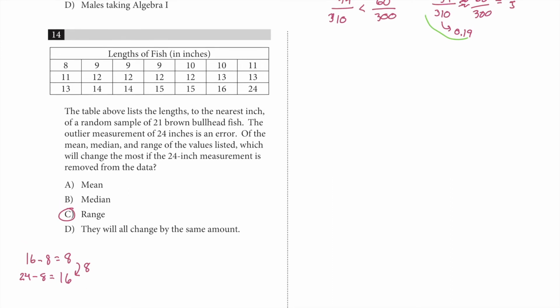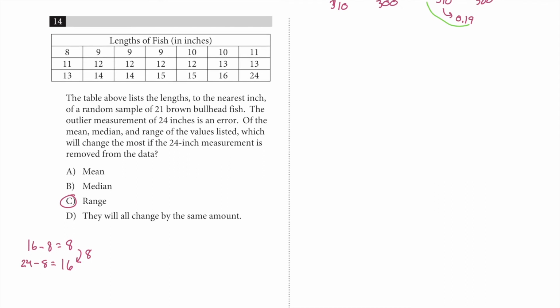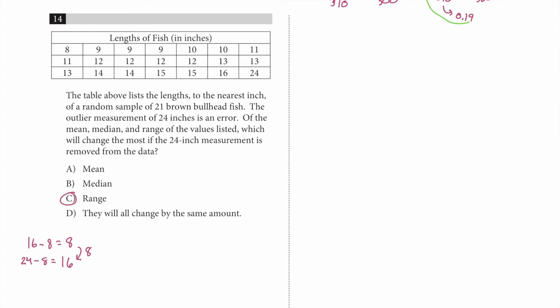Because all the other data is so close, we know it can't be the median because if we started going like this, the middle is somewhere around here. And so our median is still going to be around 12. Because there's so much data, the mean shouldn't be affected by that much.